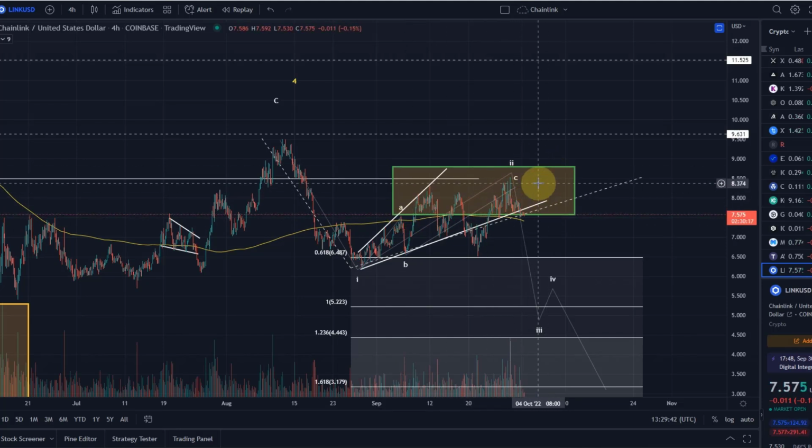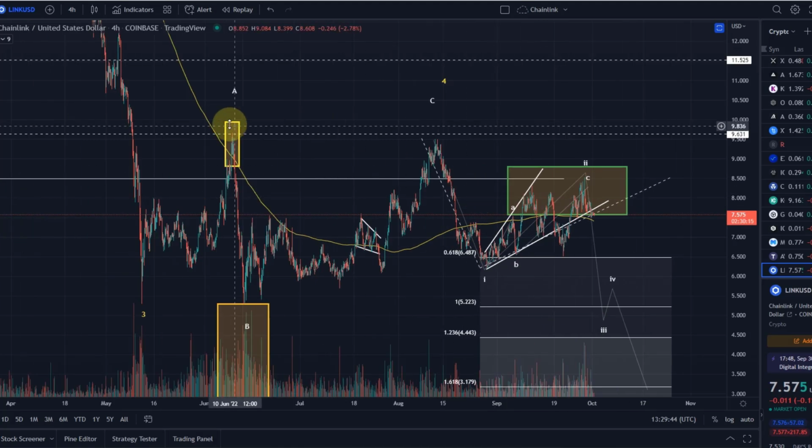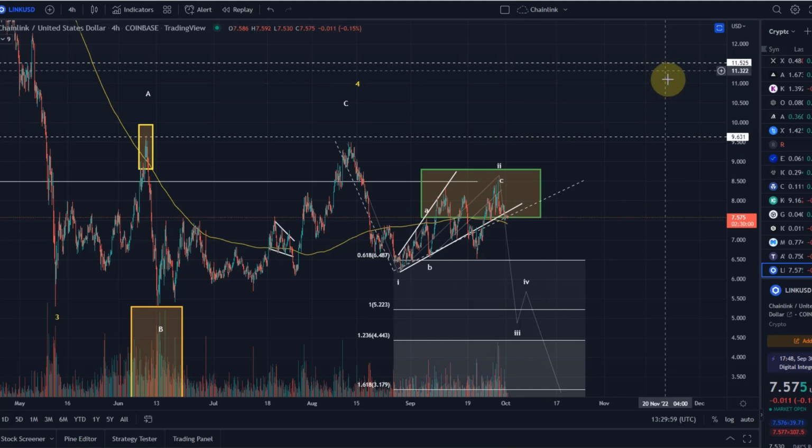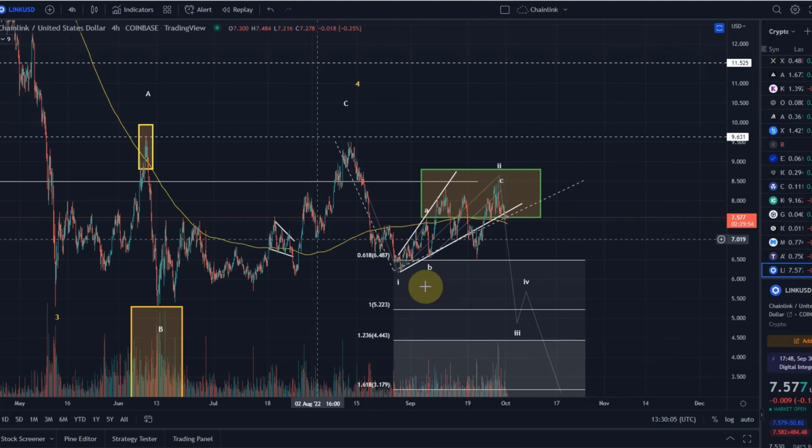As I said before, even if we break above this $9.63 level here, I'd probably still be rather bearish on Chainlink unless we really see a 5-wave structure to the upside. I mean, a proper one, not just elements of it. And then a 3-wave move down. So the daily chart is down until we go above $11.50. So really, until we get above that level, we probably shouldn't assume that the low is in.